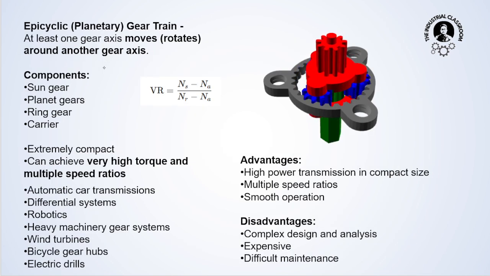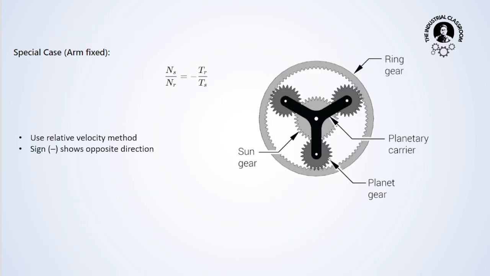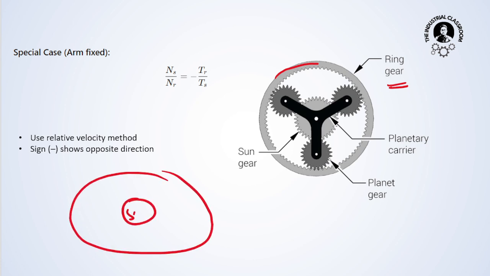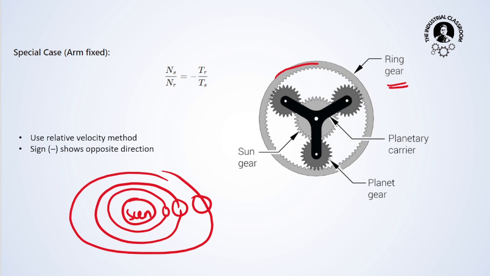Now here you can see this is the epicyclic or the planetary gear train. I am just showing you an image of this. Understand, this is the outside gear which is called the ring gear. In the center, imagine a solar system. This is the sun in the middle, and there are planets revolving around the sun. So remember, the center is the sun. This is the center. Now the planets are revolving around it.